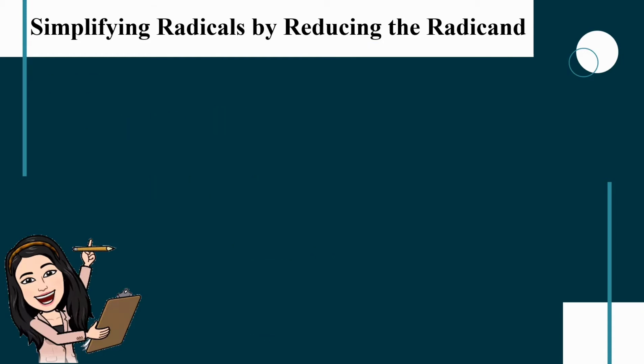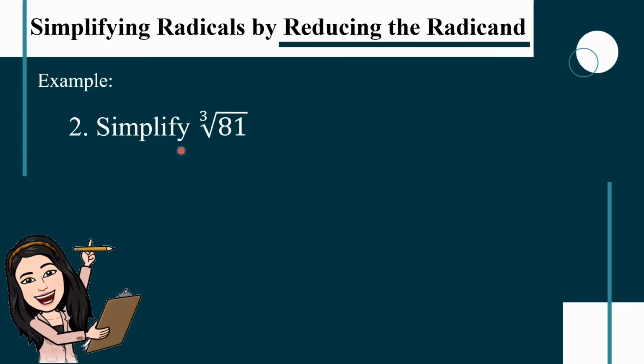Let us have another example. We have simplify cube root of 81. So, here, we can simplify the given cube root of 81 by thinking of a number, or mag-isip tayo ng number na cube ang ating power. So, therefore, we need to think of a perfect cube. May factors ba ang 81 na perfect cube ang isa?